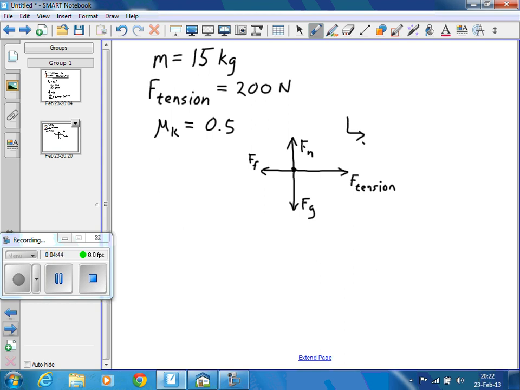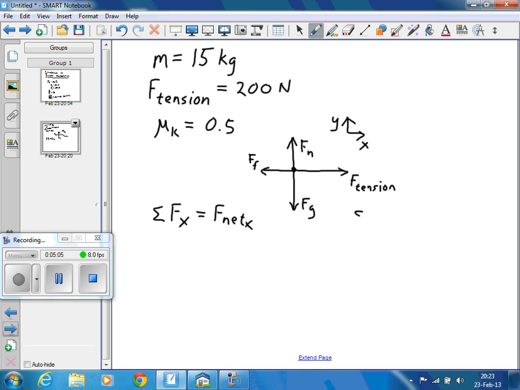I'll complete it by drawing a set of coordinate axes. And the way I'm going to solve this is just like any normal way of solving this problem. I write my two equations. The sum of the forces in the x direction is equal to the net force in the x direction.